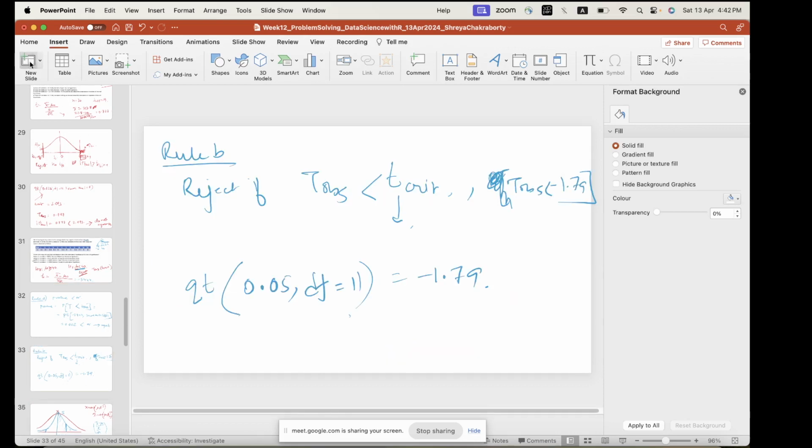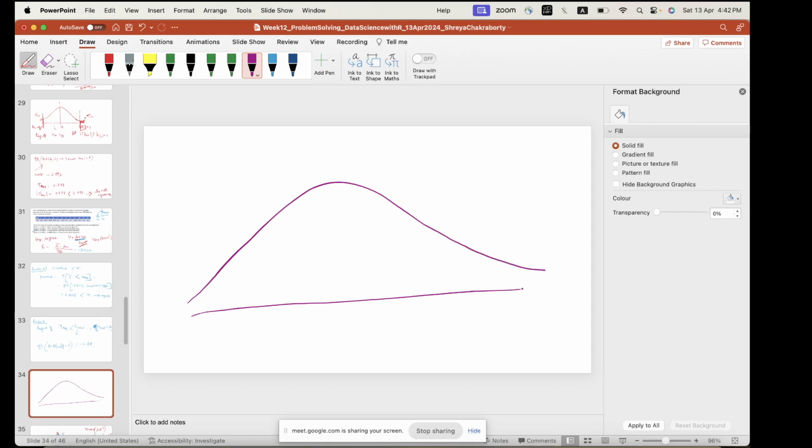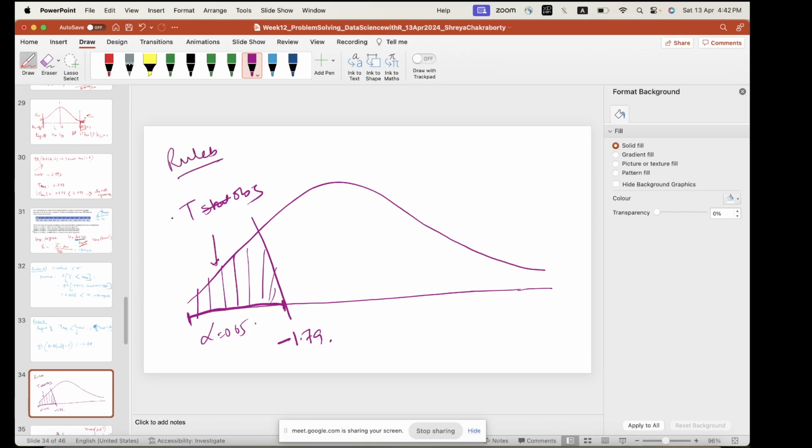So what essentially is happening, I'll tell you here. Let's say this is your t distribution. This is your minus 1.79. The area below this is alpha, or 0.05. If your t statistic or t observed is falling in this region between minus infinity and this value, then we are going to reject. That was your rule B.